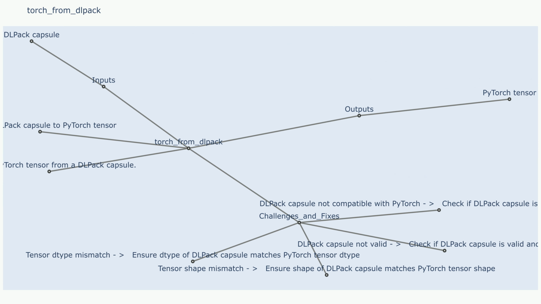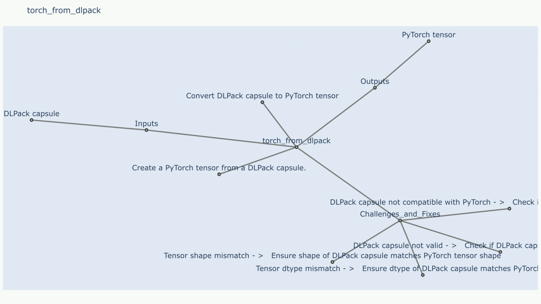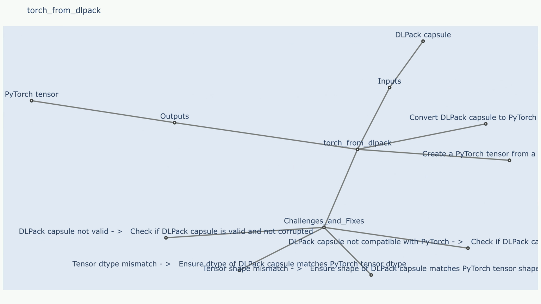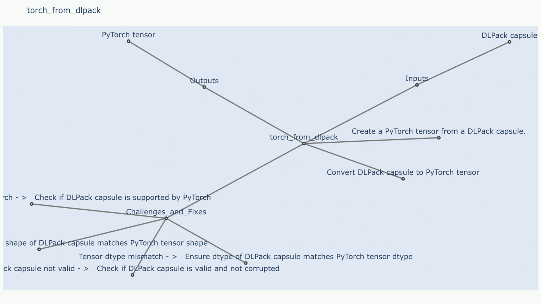Inputs. dlpack: this is the DLPack object containing the data to be converted into a PyTorch tensor. The DLPack object can be created from various sources, including libraries like NumPy, MXNet, and TensorFlow. Outputs. Tensor: a PyTorch tensor containing the data from the DLPack object. The tensor will have the same shape, data type, and device as the DLPack object.